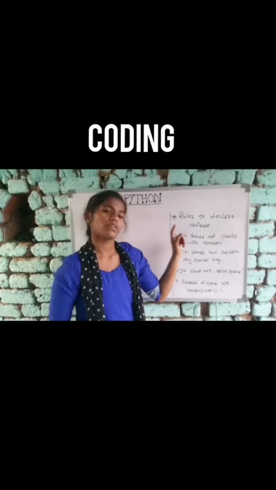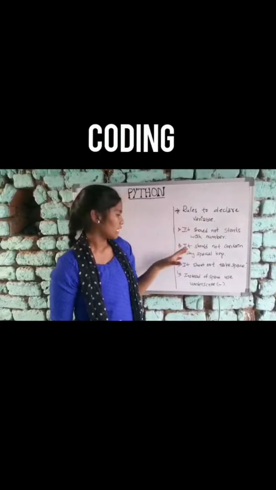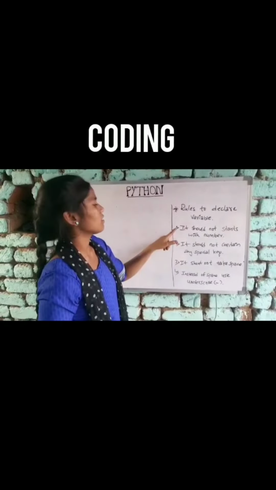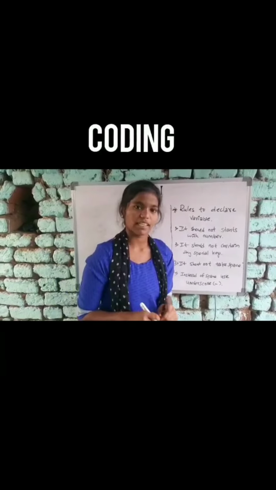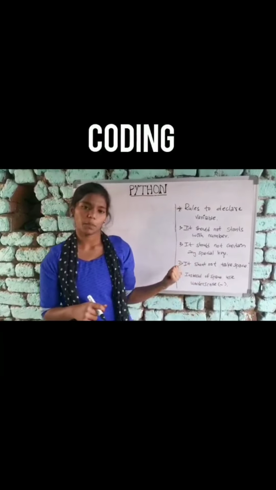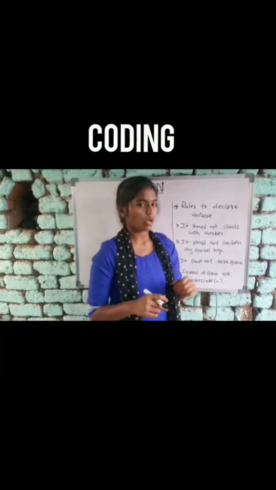Now rules to declare variable. In that there are 4 rules. First one is it should not start with numbers. It should not contain any special keys. It should not take space. Instead of space we can use underscore.